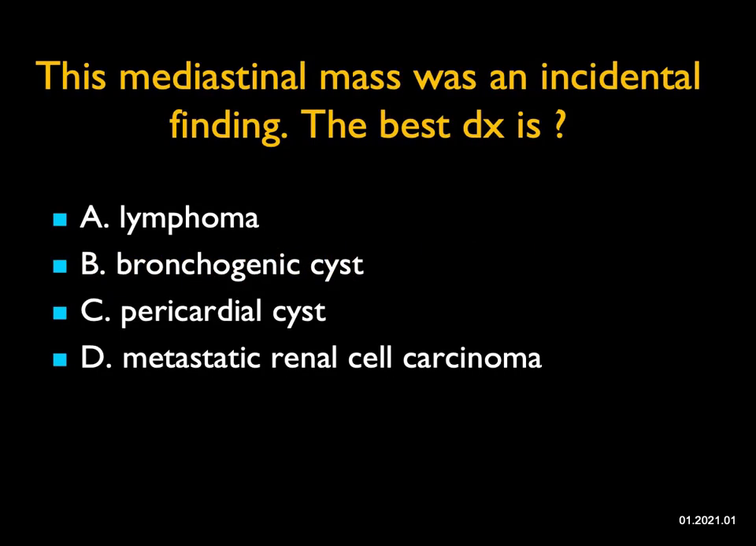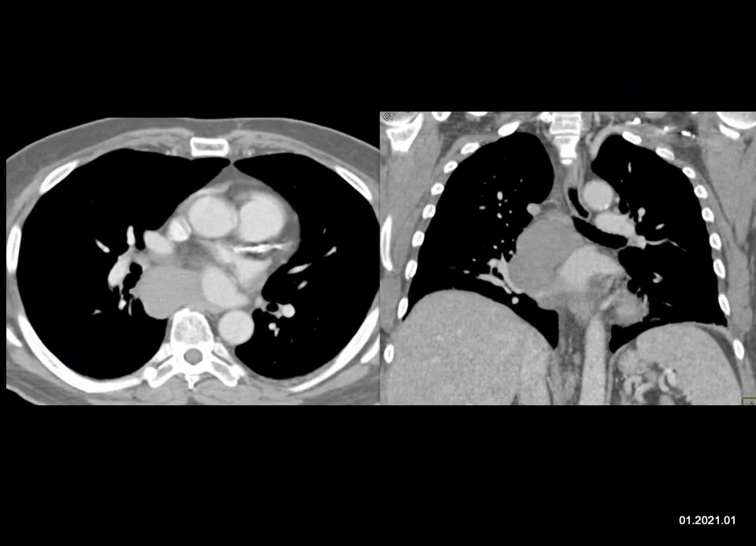The first case, this patient with a mediastinal mass was an incidental finding, and the question is, what is the best diagnosis? When you look carefully, what you see is a mass in the subcarinal region. It's well defined and it appears to be somewhat water density, though maybe a bit higher than a typical cyst. There's no evidence of hilar adenopathy. It's a bit older patient. There's coronary artery disease, particularly the LAD.